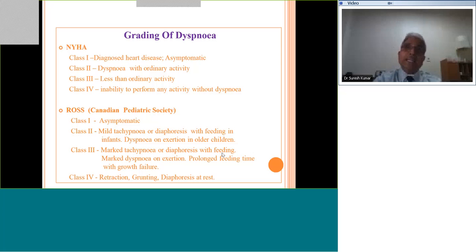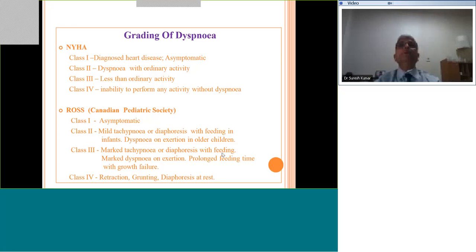That is why the Canadian Pediatric Society has come up with a ROSE classification of dyspnea for infants. Class 1 is again asymptomatic. Class 2 is mild tachypnea or sweating with feeding in infants. The equivalent of that is class 2 dyspnea in older children. Class 3 is marked tachypnea or sweating with feeding, or marked dyspnea on exertion.